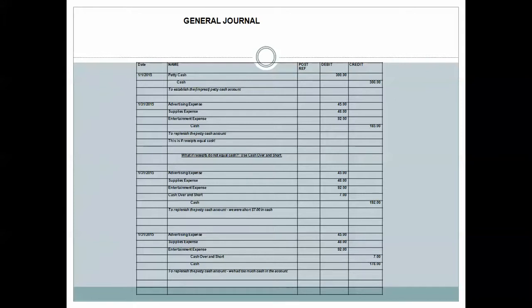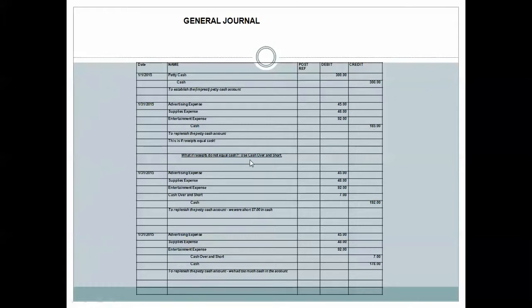So the first thing we want to do is look at how much cash we have, and how much cash we are going to need to replenish it to the established amount, in this case $300. Then we're going to reconcile that the receipts in fact equal the amount needed to replenish the box.